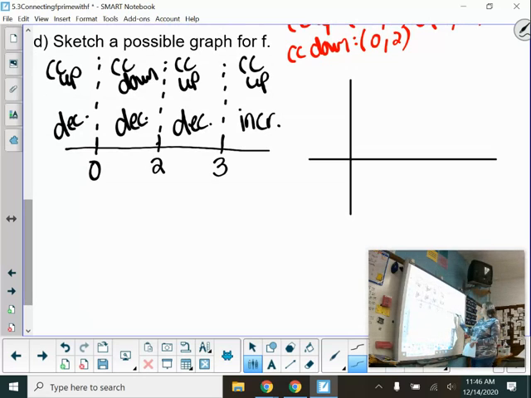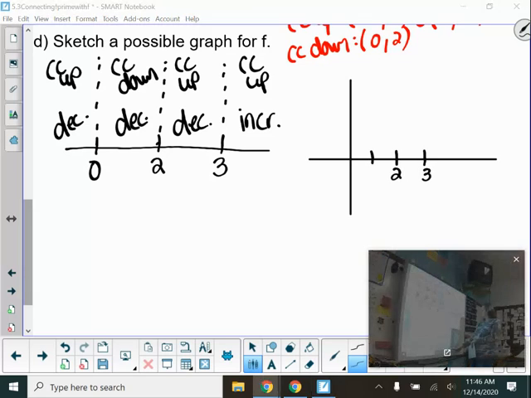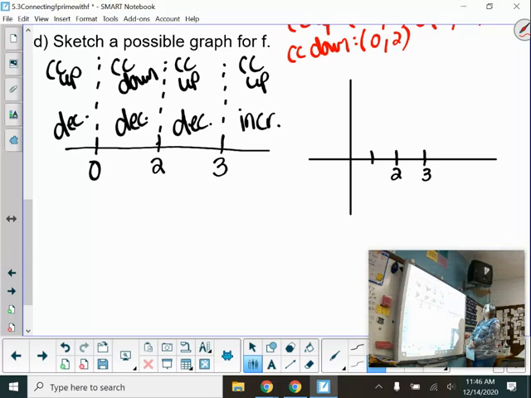So I have my 0. I'm going to go ahead and mark my 2 and my 3. It doesn't really matter where you start this on the y's, because we don't know what that original constant was of the original function, because I was only given the derivative to start with. I do know I have to start off decreasing and concave up, but I'm going to switch to concave down at 0.